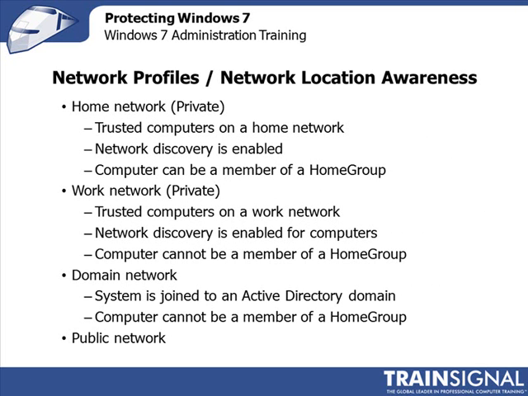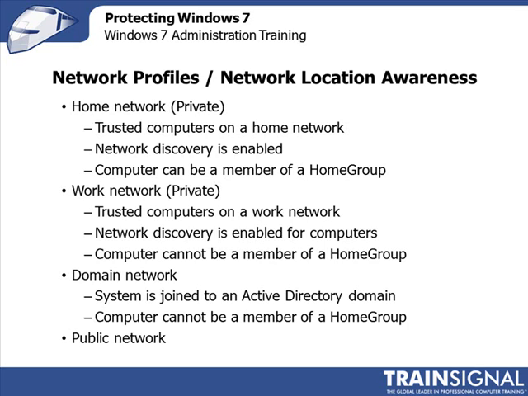Windows 7 includes a concept called network profiles, and it uses a tool called network location awareness to help you take better steps to protect a Windows 7 machine. For example, if you've ever connected to a network with a Windows 7 machine, you'll notice that it asks you a question about what kind of network this is. Is it a home network, or is it a private network in most cases, or is it a public network?